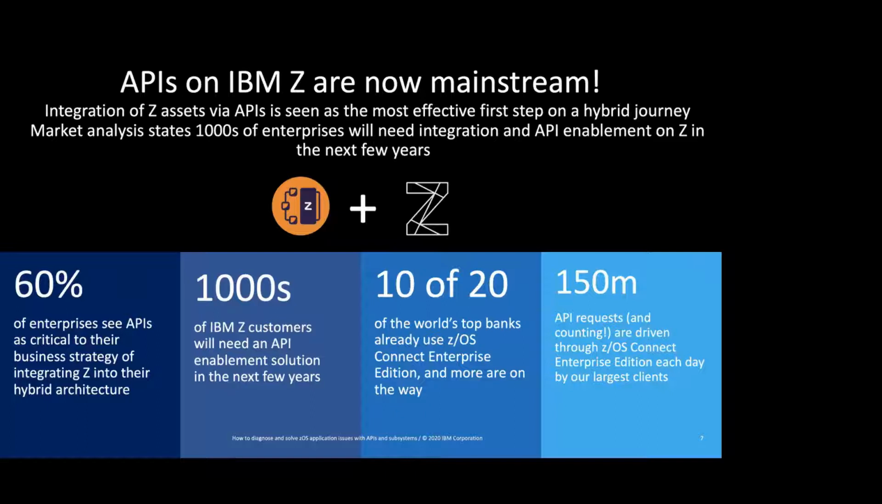And we're seeing the results of this in the market activity around zOS Connect Enterprise Edition. So we can see that for some stats here, 60% of enterprises place APIs as being critical to their Z integration strategy. I mean, 10 of the top 20 world's banks are already using zOS Connect Enterprise Edition, and there are some customers who are reaching upwards of 150 million API requests per day through zOS Connect Enterprise Edition. So these aren't small numbers, and the customers are using this and interacting with the mainframe for the APIs.